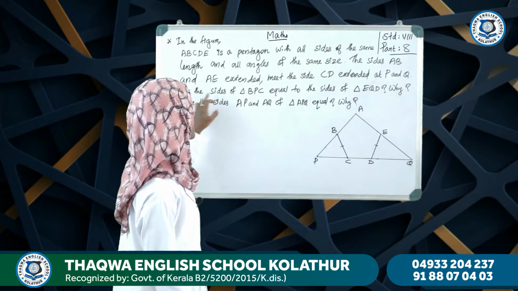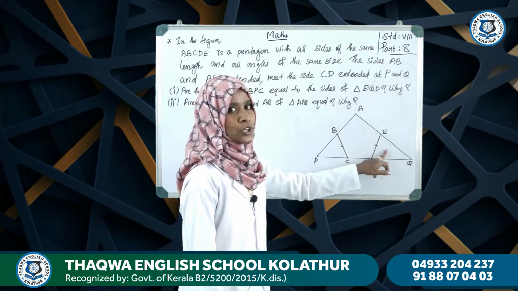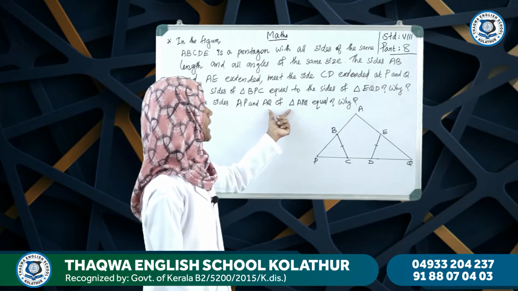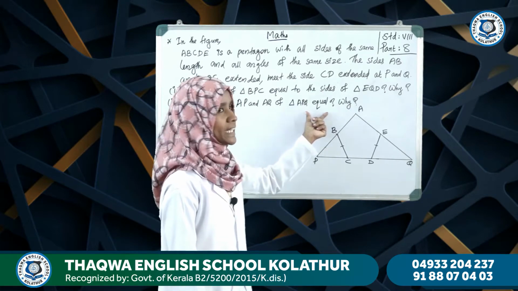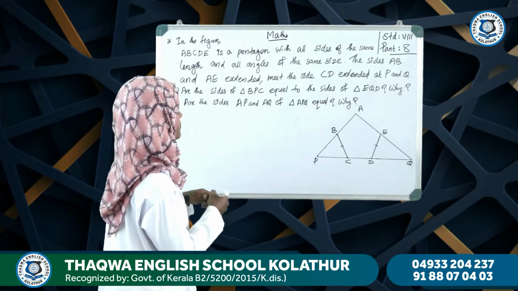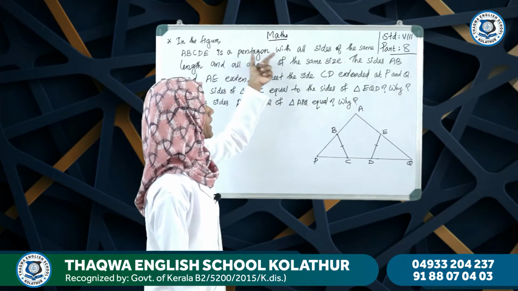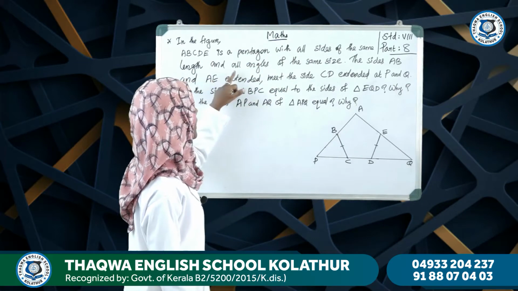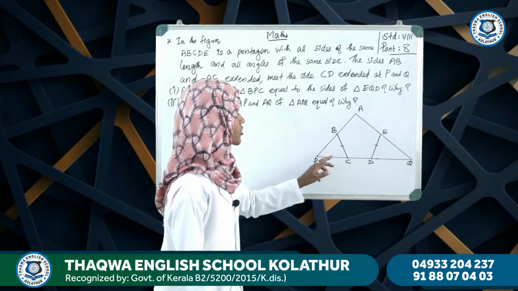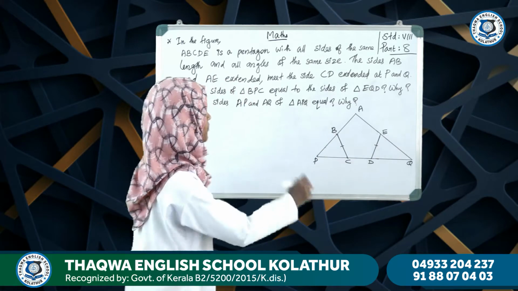First part, are the sides of triangle BPC equal to the sides of triangle EQD? Why? Second part, are the sides AP and AQ of triangle APQ equal? Why? Okay, let us discuss our first part. ABCDE is a pentagon with all sides of the same length and all angles of the same size. So first let us consider the triangles, triangle BPC and triangle EQD.